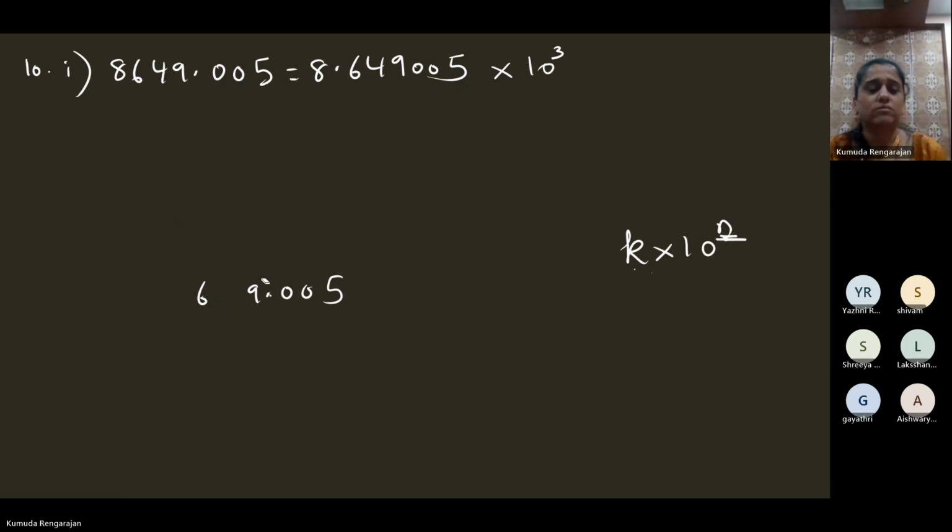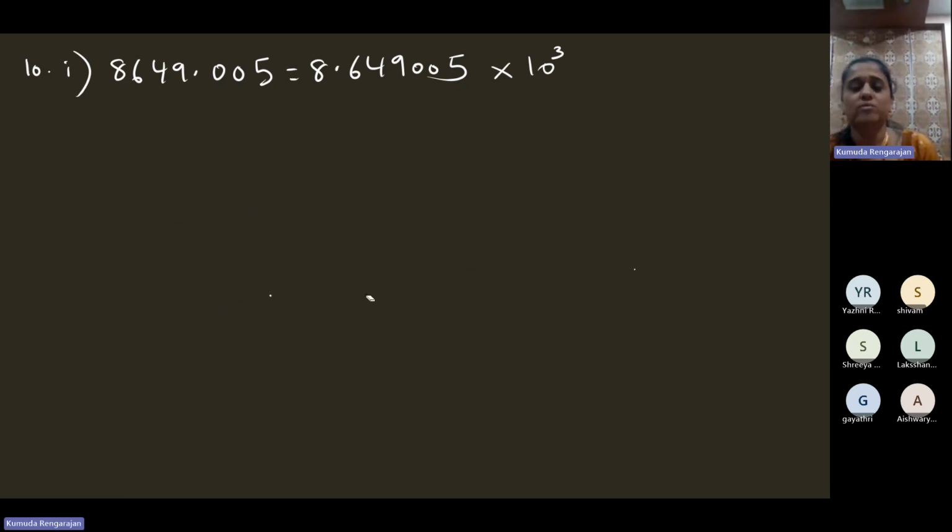Standard form, scientific form or scientific notation. So you can see the result is in the form k into 10 to the power n, where k is in the range 1 to 10. It can be 1 also or anything more than 1 but less than 10. So it's in that range. Into 10 to the power n, where n is 3. n can be any integer. n is 3 here.